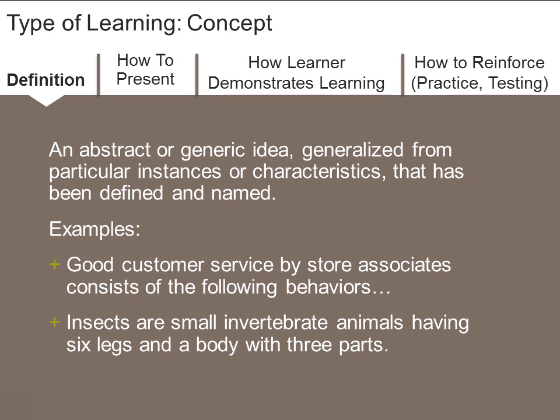So now we have the same construct for concept. A definition is an abstract or generic idea generalized from particular instances or characteristics that's been defined and named. So a couple examples here. If you wanted to look at good customer service by store associates, you might look at the behaviors. Or to say, well, insects are small invertebrate animals having 6 legs and a body of 3 parts. Those are some good definitions.